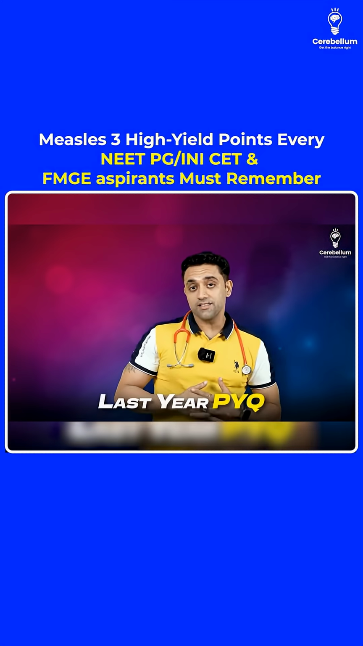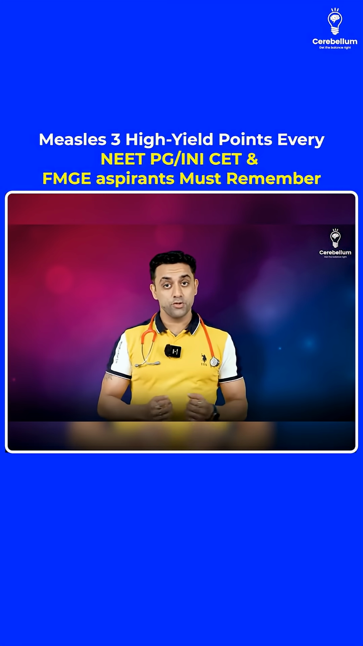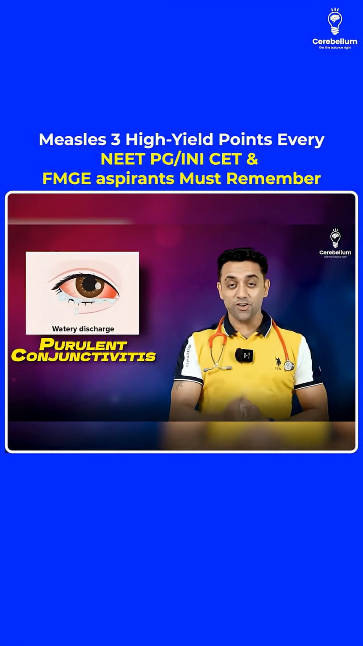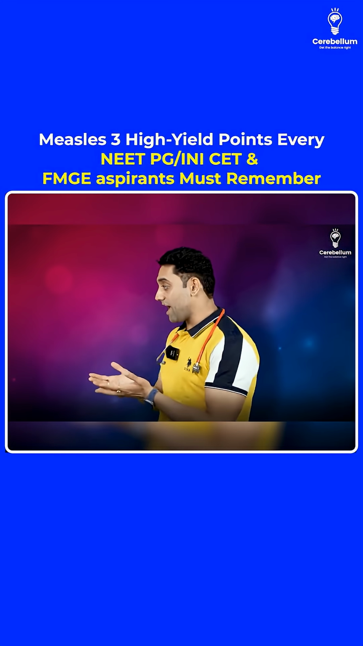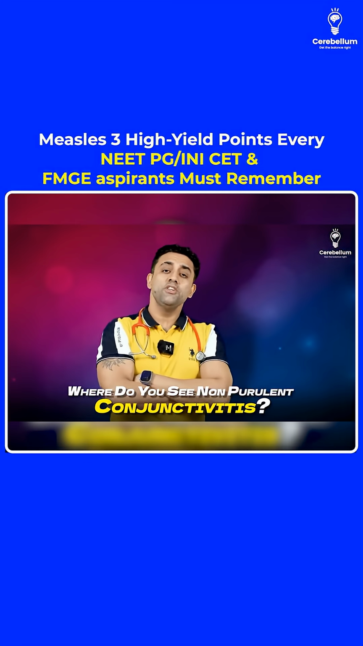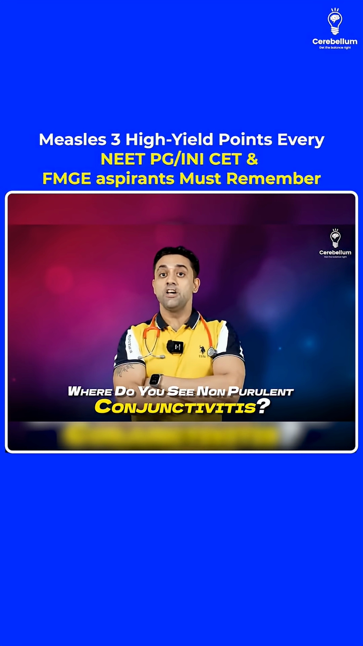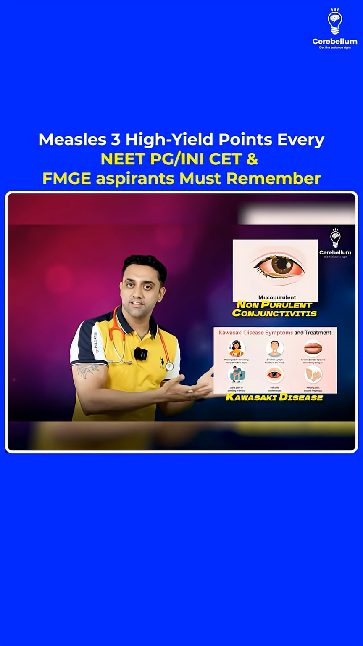Now very important, last year PYQ: what type of conjunctivitis do you see in a case of measles? Do you see purulent conjunctivitis or a non-purulent conjunctivitis? Please remember, in measles you have purulent conjunctivitis. But now the question is, where do you see non-purulent conjunctivitis? Non-purulent conjunctivitis is seen in Kawasaki disease, last year PYQ.